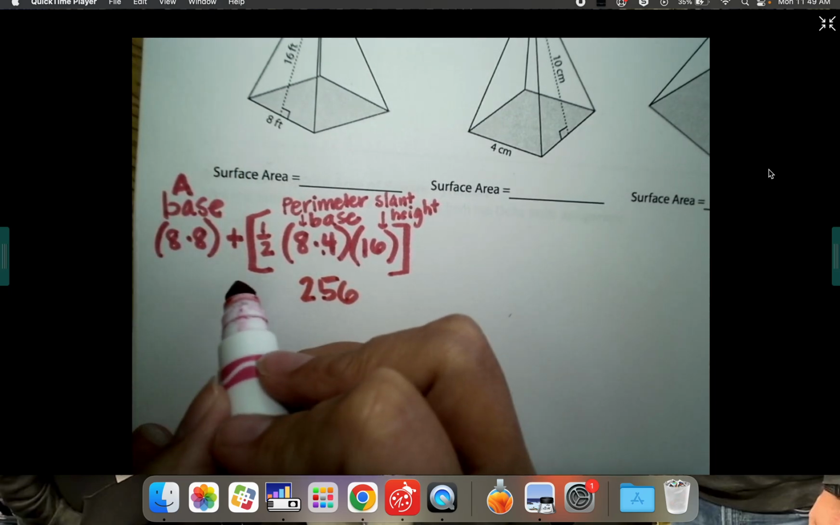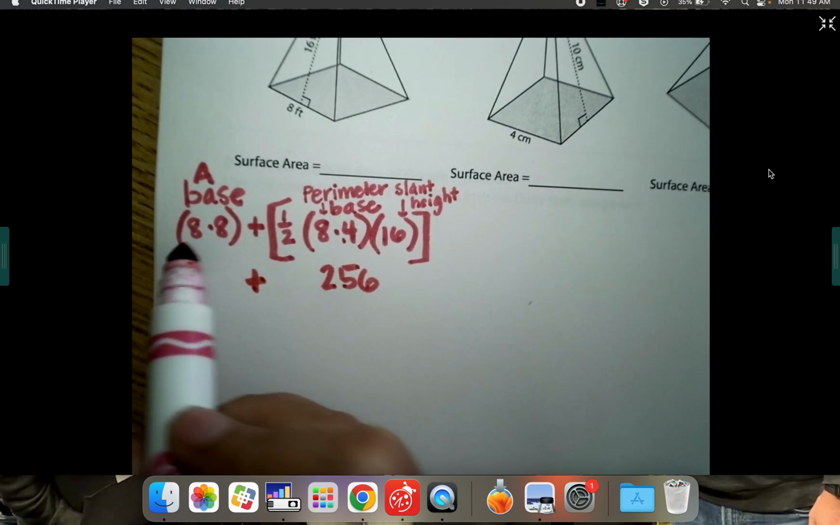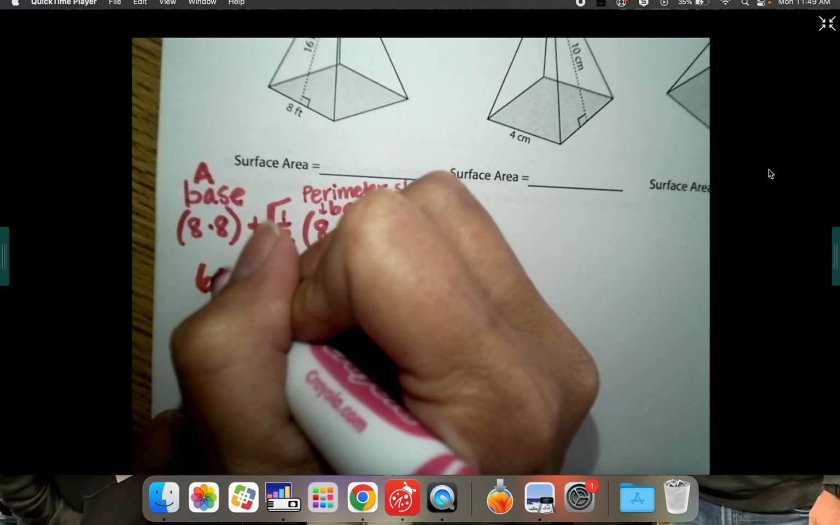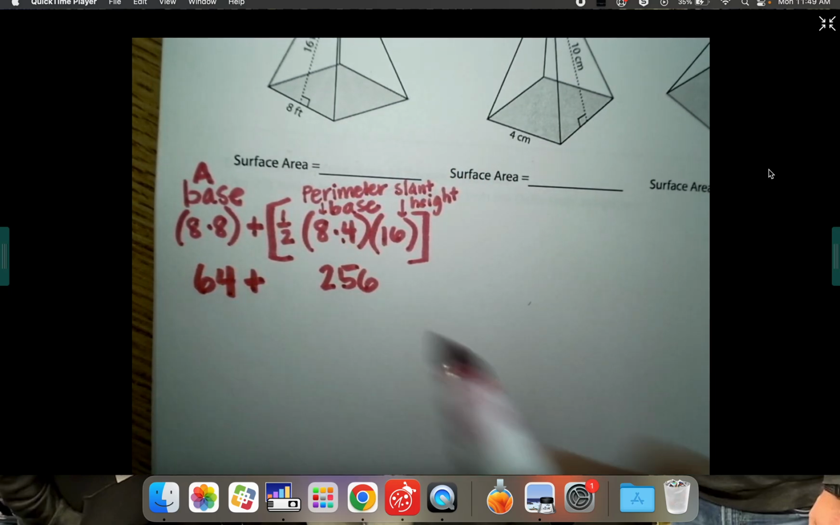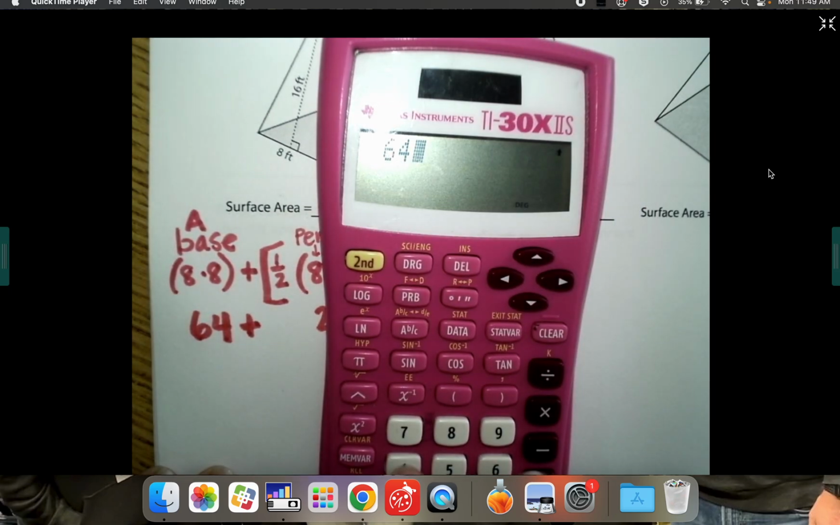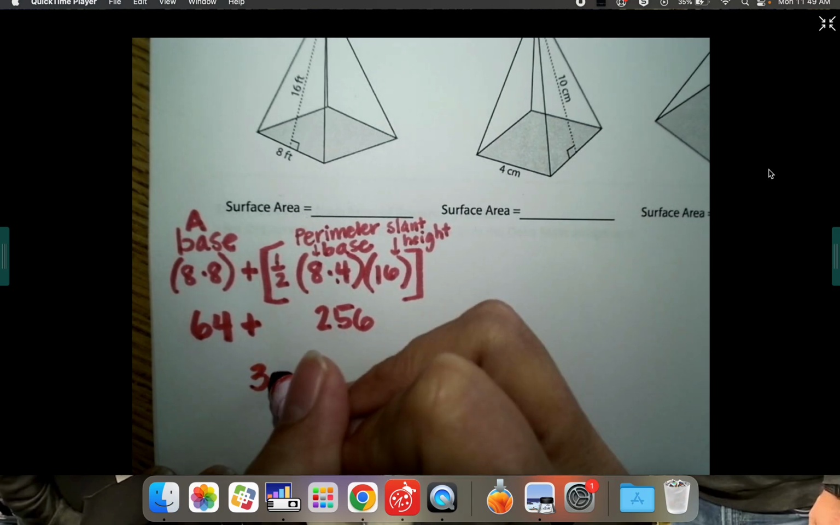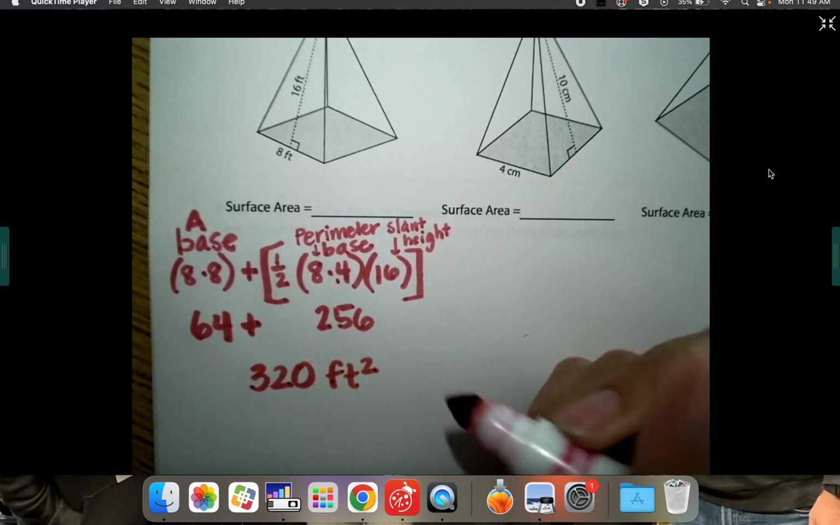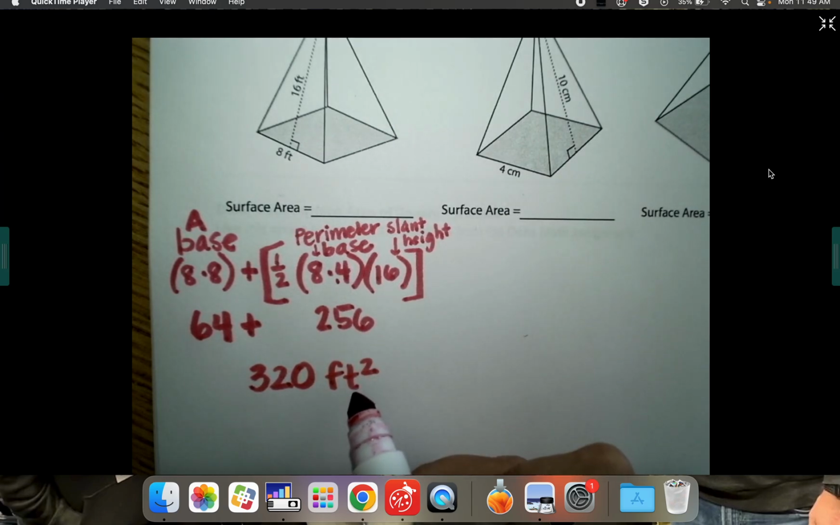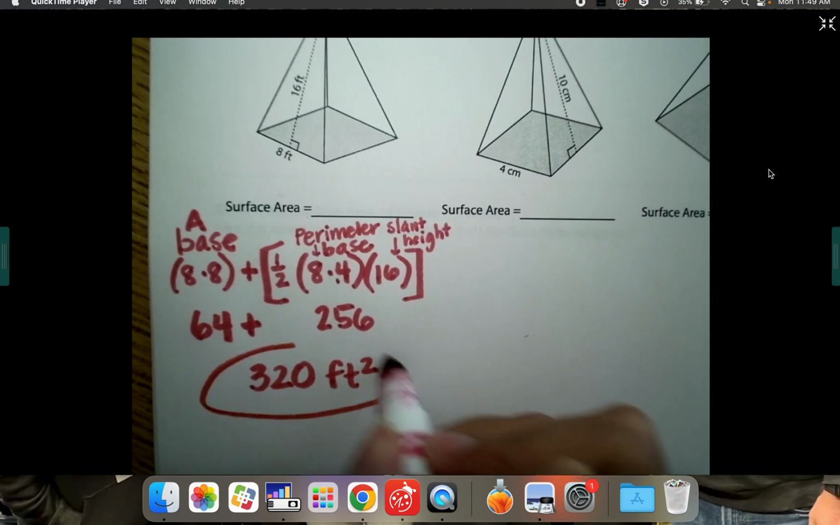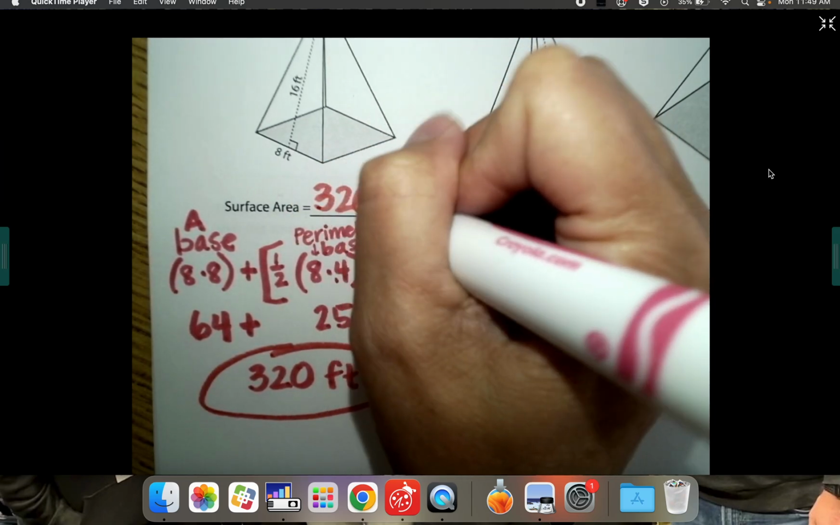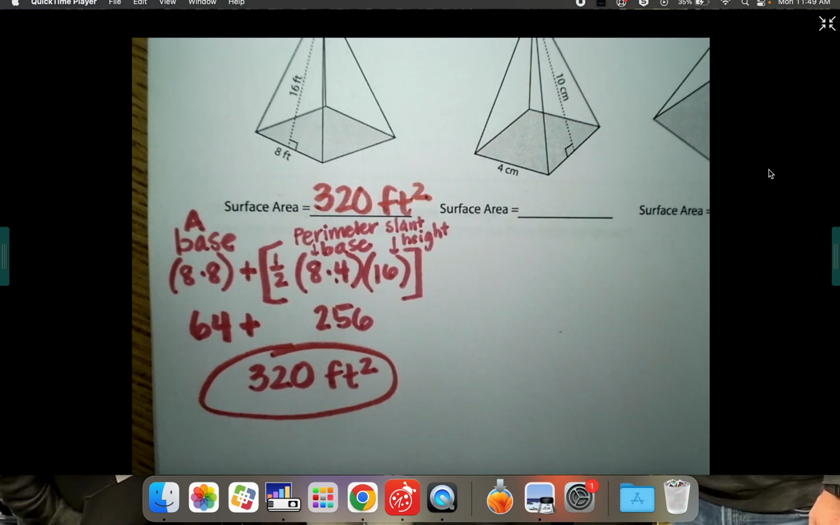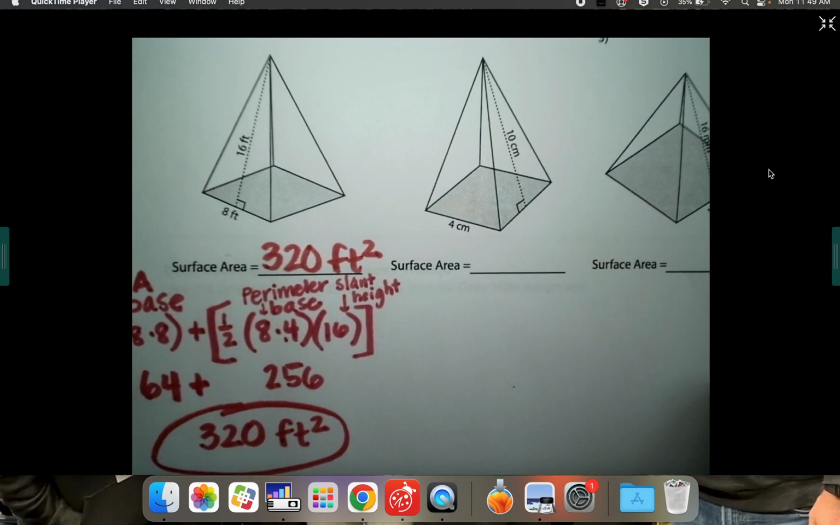And now we're going to go back and add whatever 8 times 8 is, which is 64. So 64 plus 256 is 320. And that is your total surface area. Area is measured in squares. So whatever your label is, if it's feet, it'd be square feet or feet squared. So 320 square feet. Okay, let's try the next one.